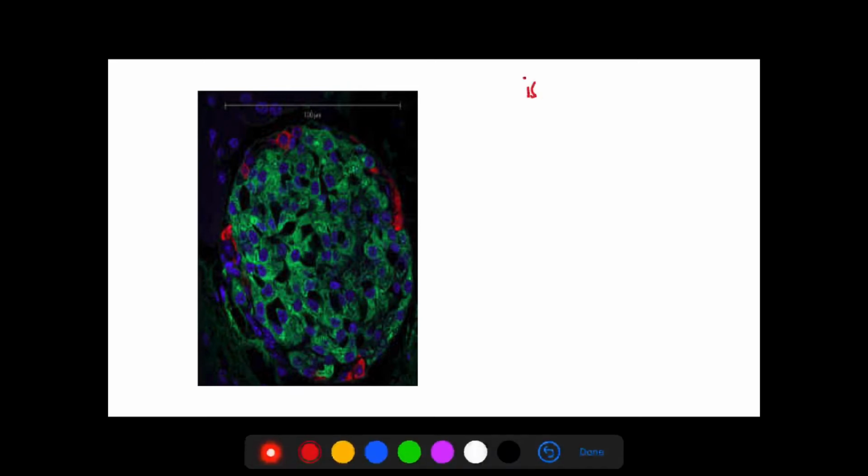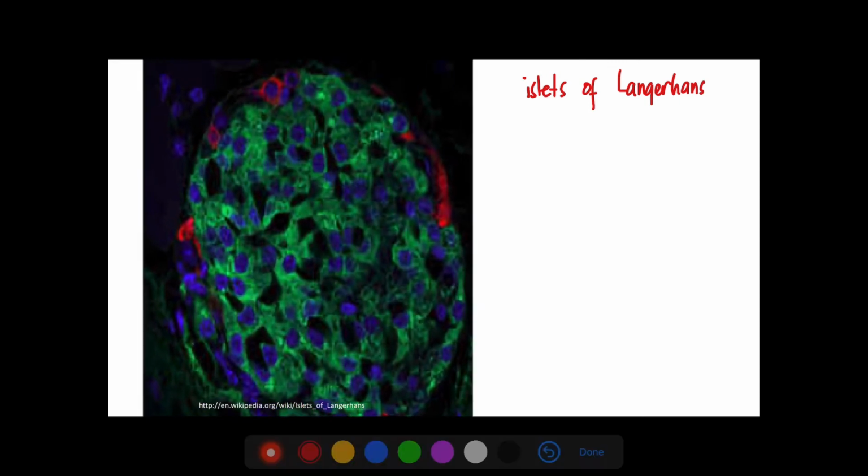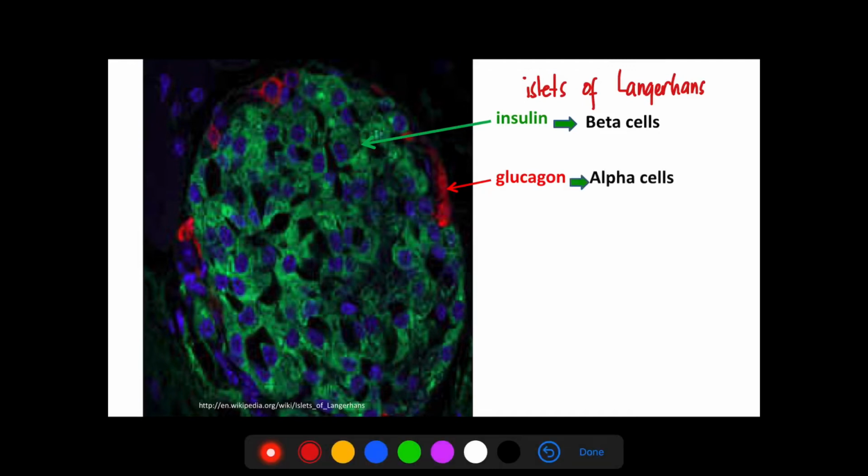Talking about the roles of the pancreas and the hormones it produces, I have here the electron micrograph of the islets of Langerhans, which are mainly responsible for producing the hormones which are necessary for carbohydrate metabolism. So let's take a look at this one. So the green and the red colors produce the insulin and glucagon respectively. The green ones are the beta cells of the islets of Langerhans, whereas the red ones are the alpha cells of the islets of Langerhans. And the blue color is the nucleus.